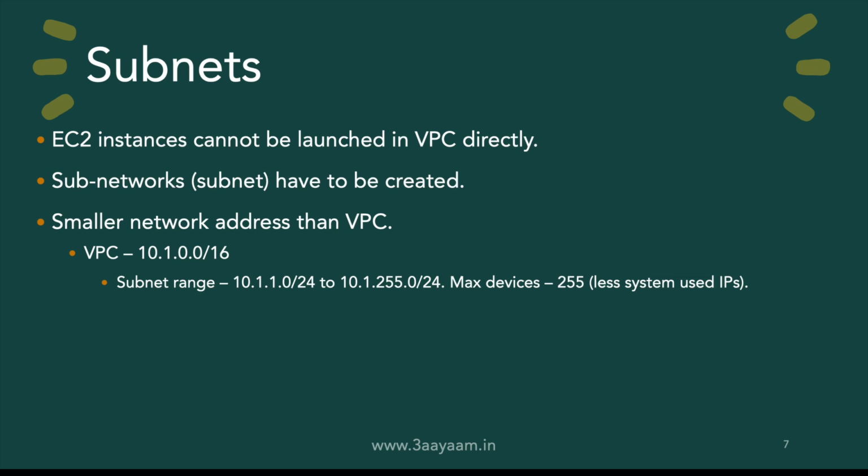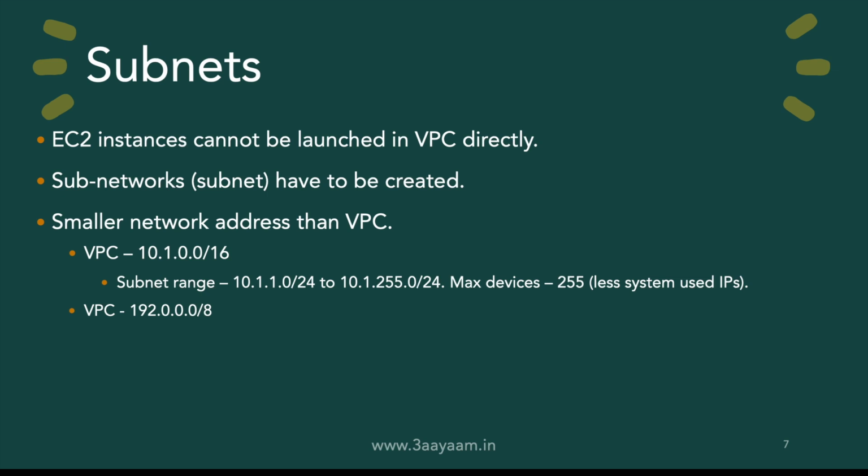the subnet range can be anywhere from 10.1.1.0/24 to 10.1.255.0/24. So this can be the first subnet range, and we can have a maximum of 255 devices, less some of the system-used IPs. For example, 0 is used by the router, 255 is used for broadcasting, and there are some additional IP addresses which are used by the system. So typically you get anywhere between 250 to 252 devices in a single octet.